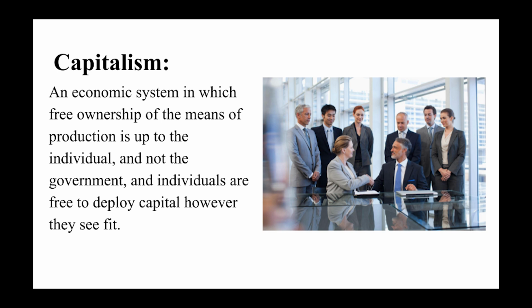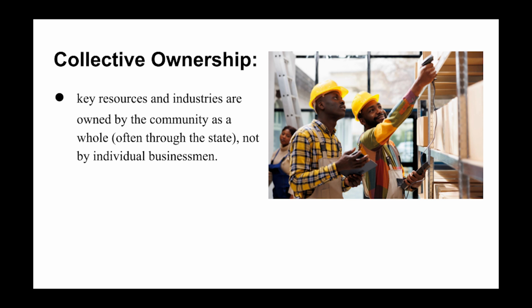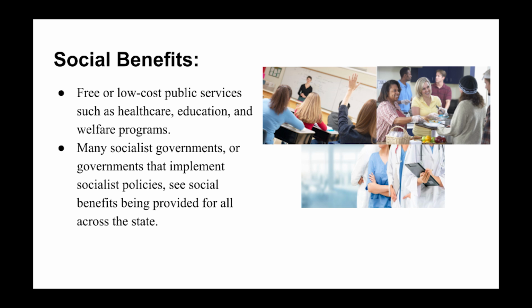The next term we'll be looking at is collective ownership, which is the idea that key resources and industries are owned by the community as a whole, and often through the state, and not by individuals or companies. The final vocab word we'll be looking at is social benefits. These are things like free or low-cost public services, like healthcare, education, or welfare programs.